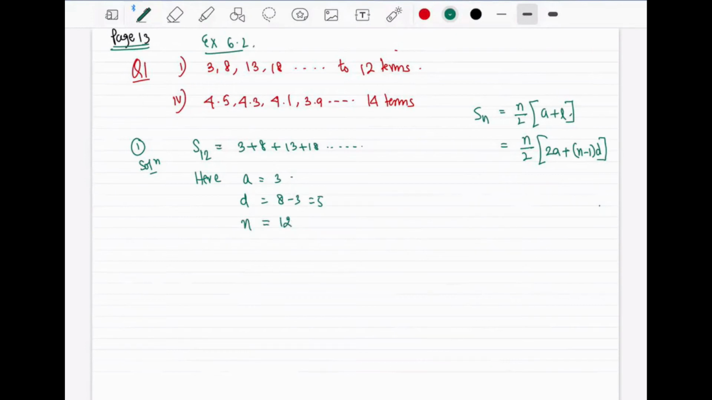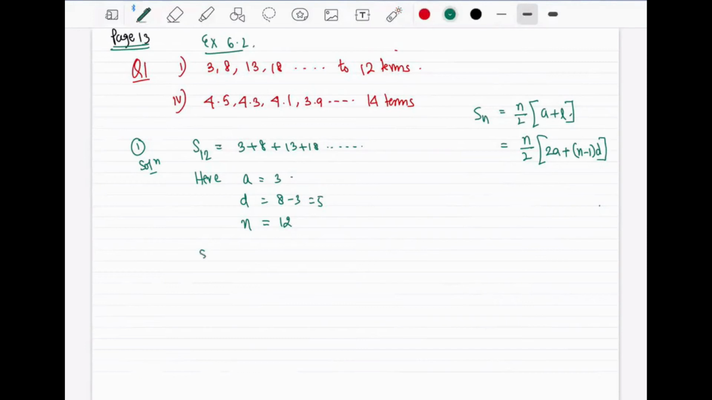Okay, now find out the S12. S12 means the sum of 12 terms. You know the meaning of the sum of the 12 terms, right? This is the first term, second term, third term, fourth term. I can write 23 next, 28 next, fifth term, sixth term. You continue this until you reach the 12th term.